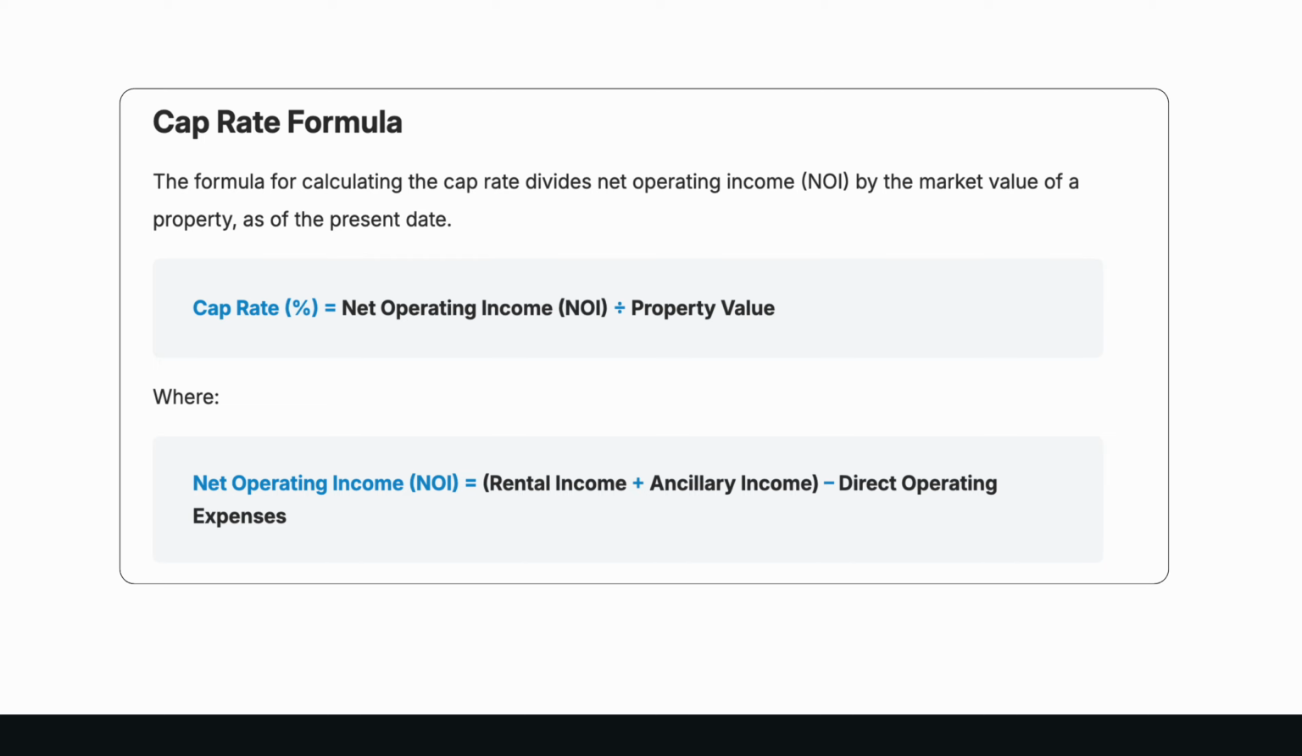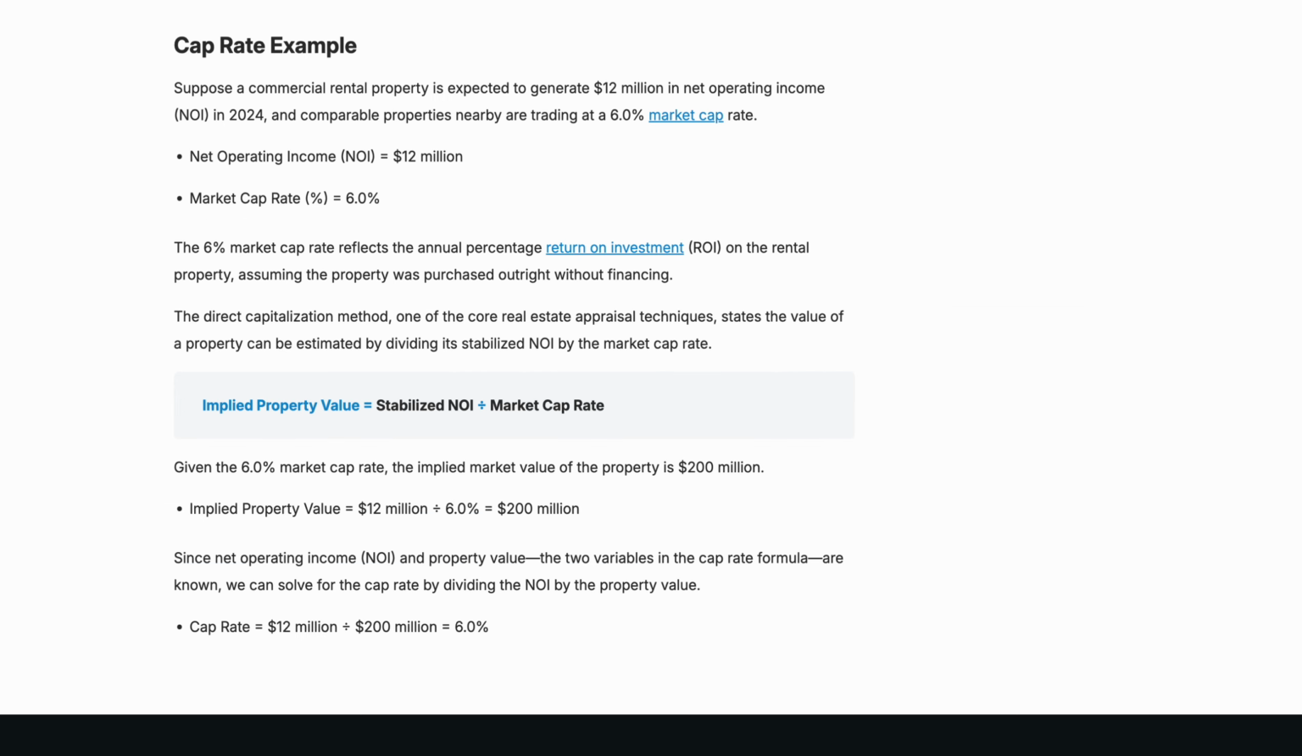If I talk about the formula, which we have already discussed: cap rate equals net operating income divided by property value. Net operating income is calculated as rental income plus ancillary income minus direct operating expenses. That's how you get net operating income. You may also expect this question in an interview, so please make sure that you have a good understanding of this.